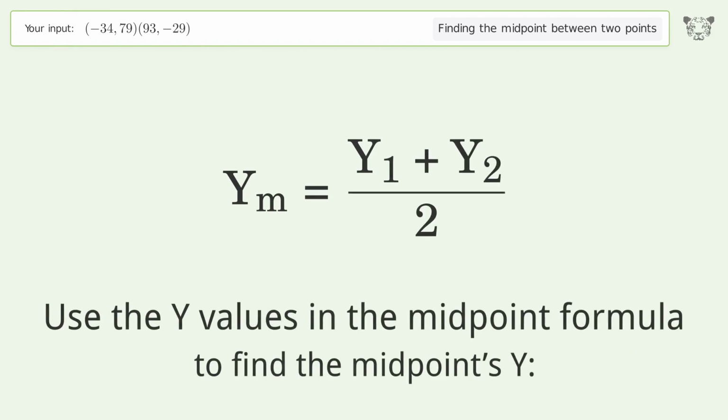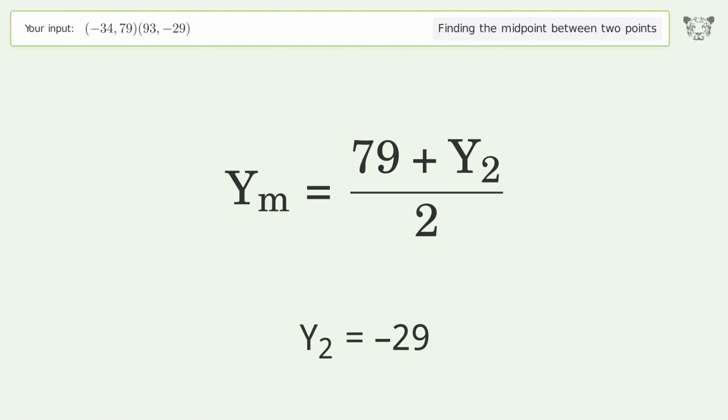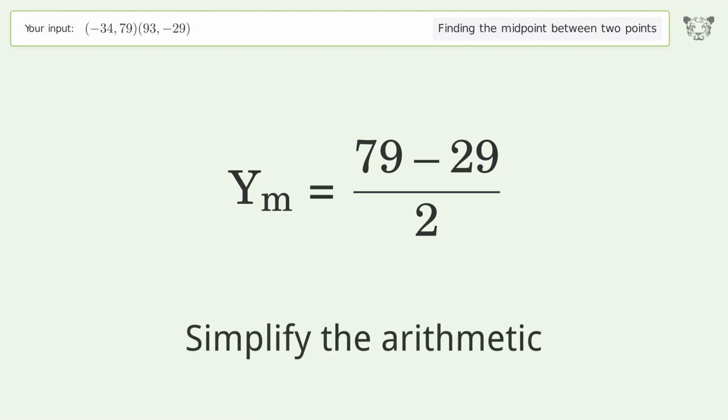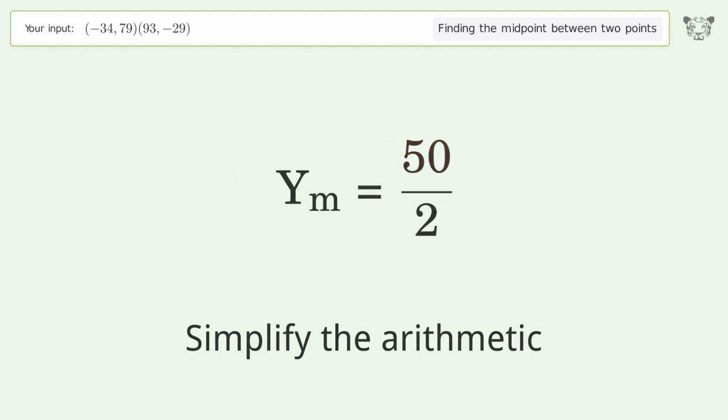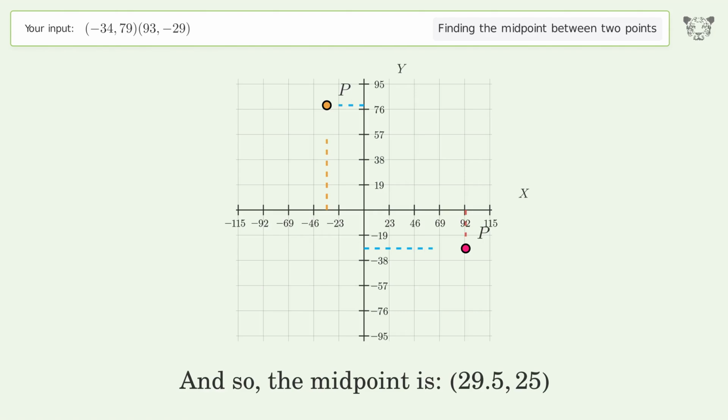Use the y values in the midpoint formula to find the midpoint's y. y1 equals 79. y2 equals negative 29. Simplify the arithmetic. And so, the midpoint is 29.5, 25.